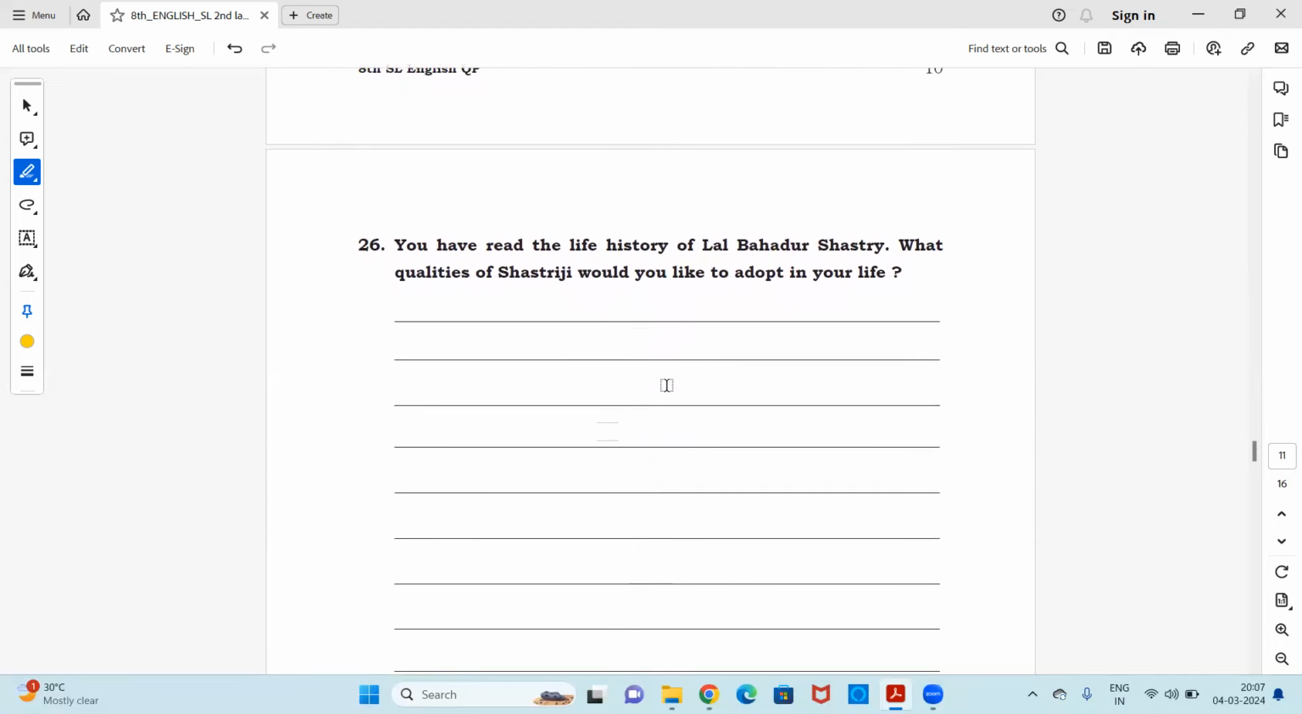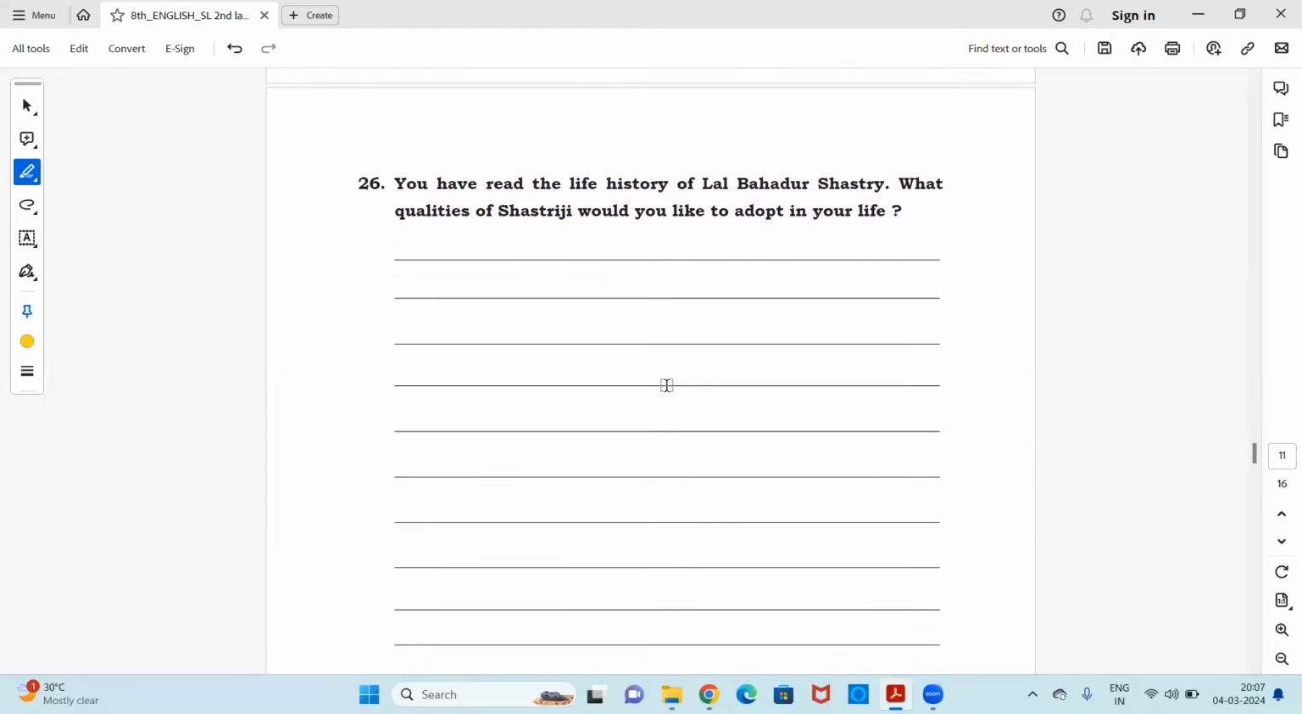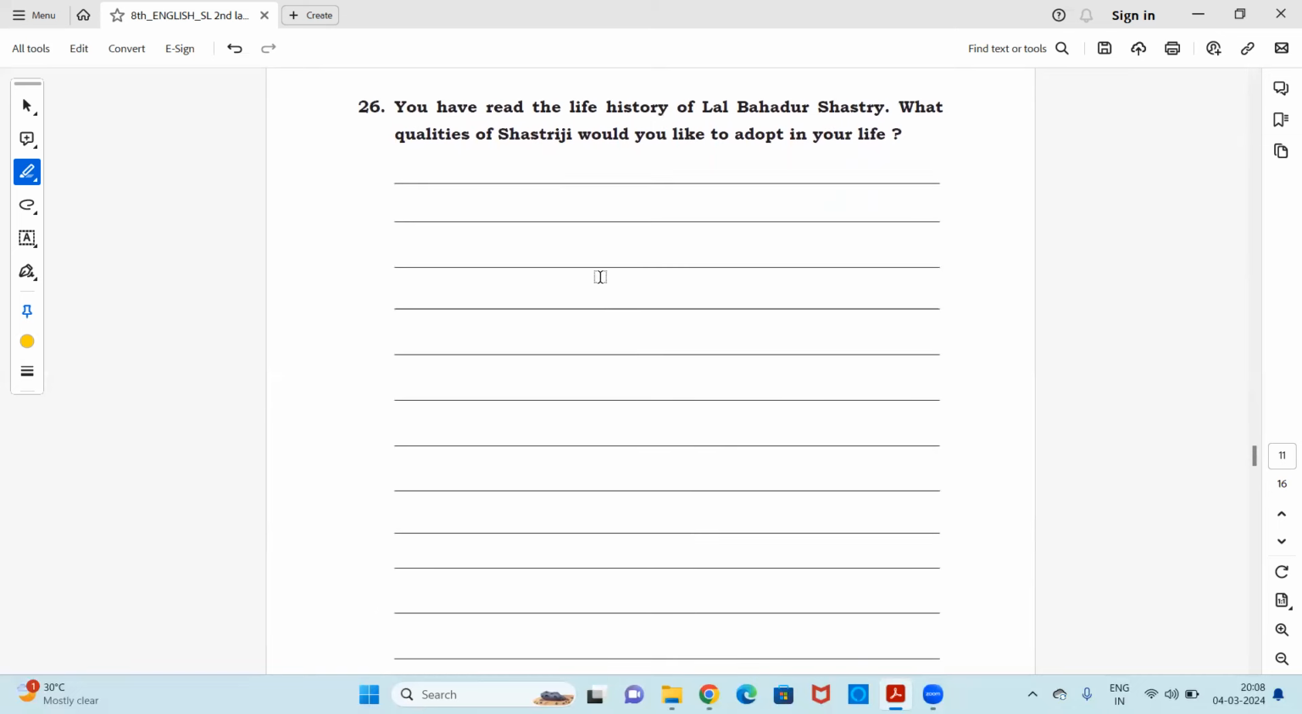Next, you have read a life history of Lal Bahadur Shastri. What qualities of Shastri would you like to adopt in your life? So I suppose this is from your chapter.